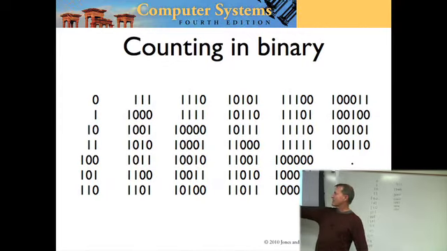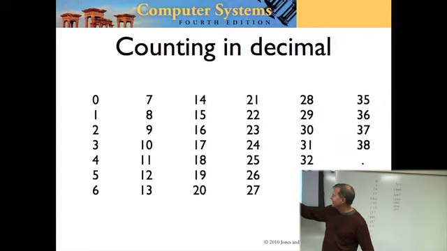How big is this number right here? 1, 0, 0, 1, 0, 0, 0, 1, 0. How could you figure out how big that is? Well, one way to do it would be to go back to the powers of 2, or we could go back to the decimal one. It's 34.